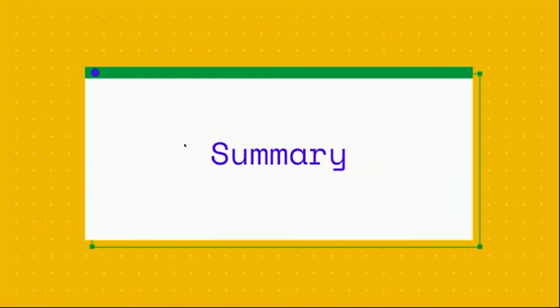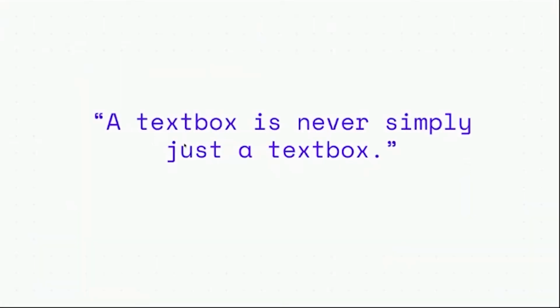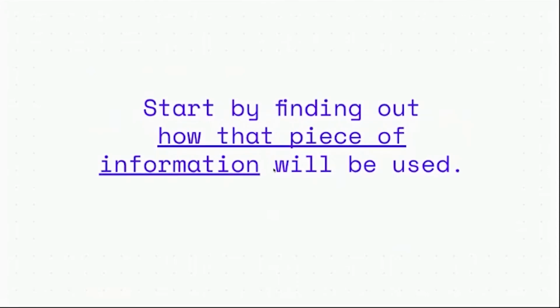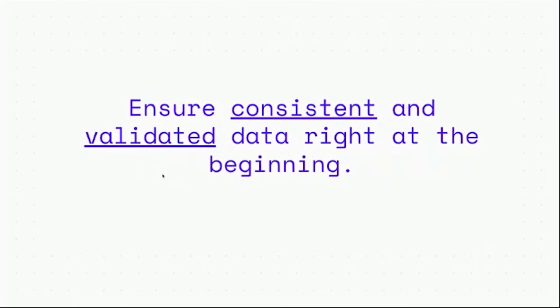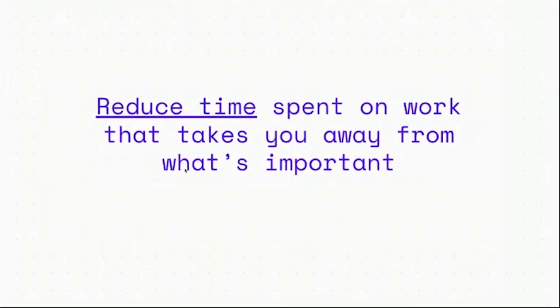So all in all, a text box is never simply just a text box. There's a lot to consider when you need to collect information from your user. But it's not too difficult if you know what to look for and how to approach it. Best way is to start by finding out how that piece of information you're collecting will be used. And then you can figure out how you can structure your validation or your errors around it. By ensuring consistent and validated data right at the beginning, we reduce the time spent on work that takes you away from what's more important.